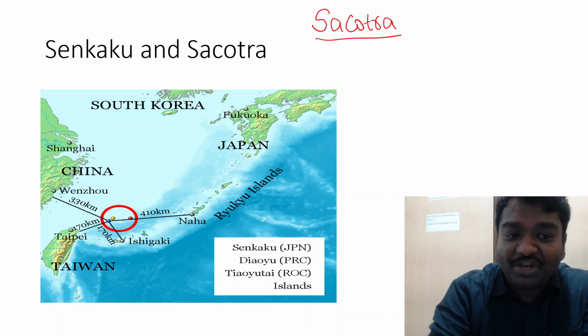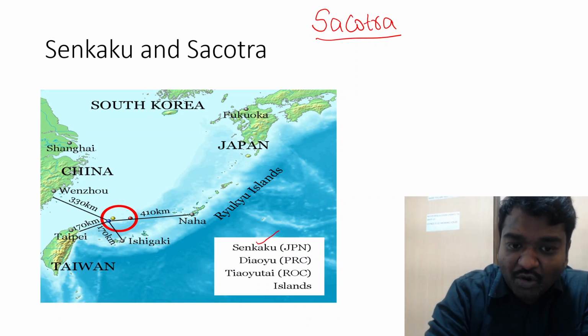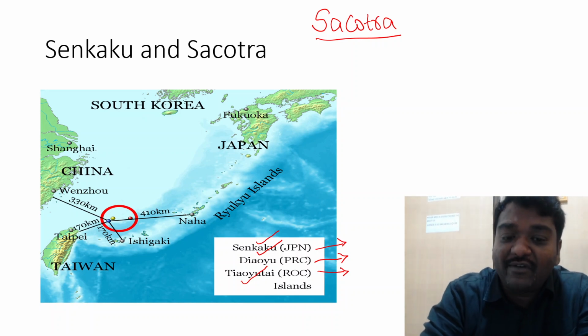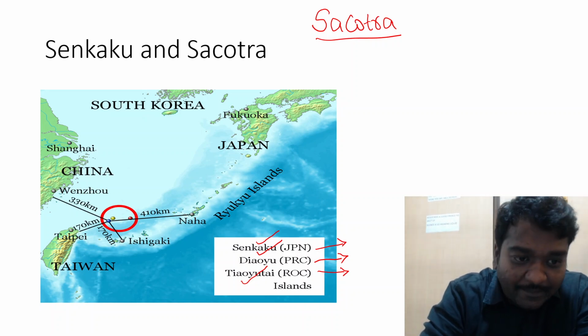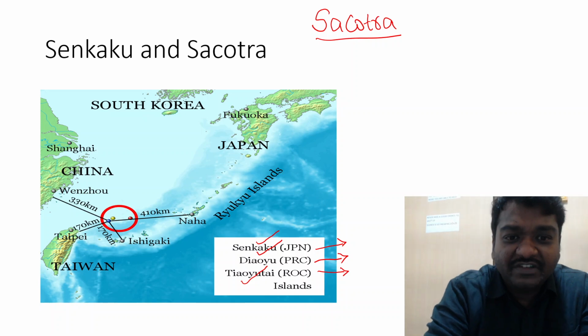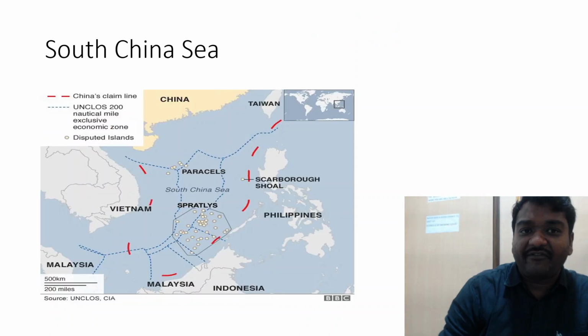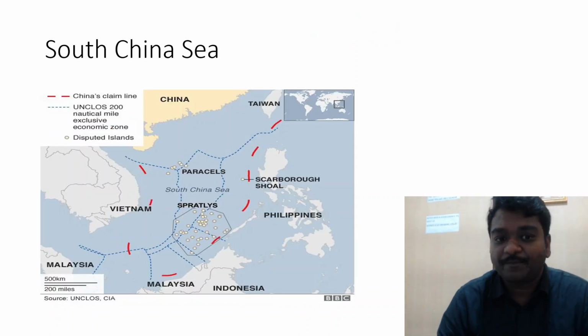In between Japan, Taiwan and China, the islands are called Senkaku Islands or Diaoyu Islands or Tuoyutai Islands. See guys, PRC is China, ROC is Taiwan, Japan. Japan calls it Senkaku, China calls it Diaoyu, Taiwan calls it Tuoyutai, which is present in this particular part. Okay, these are very, very important for us.